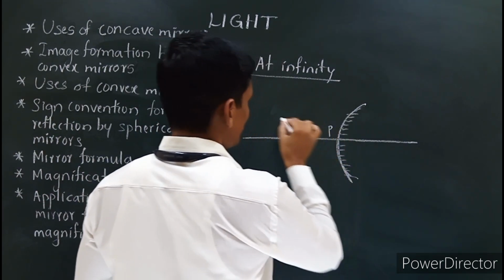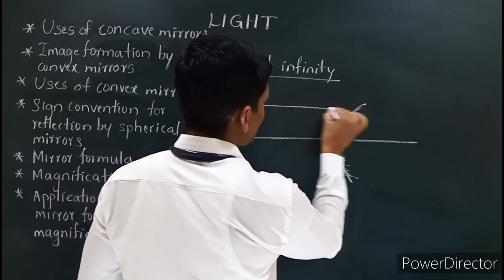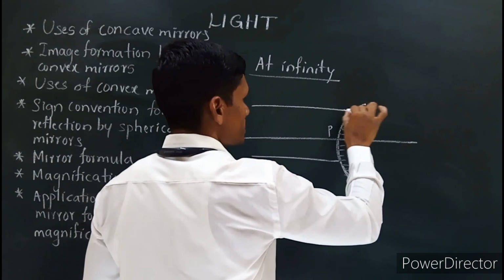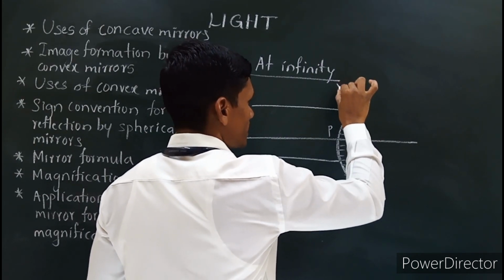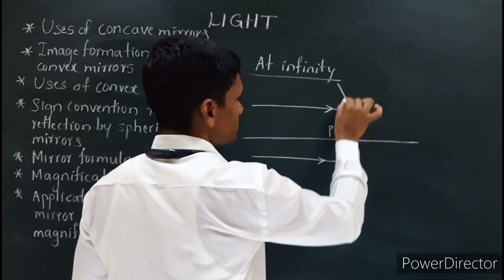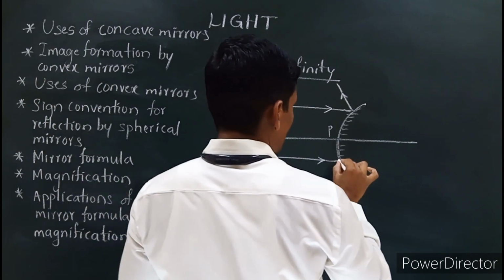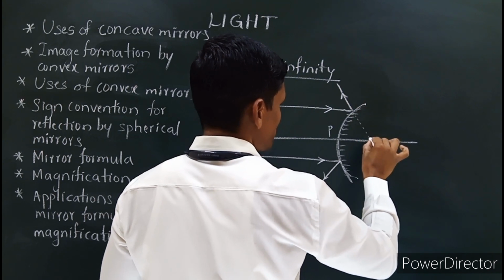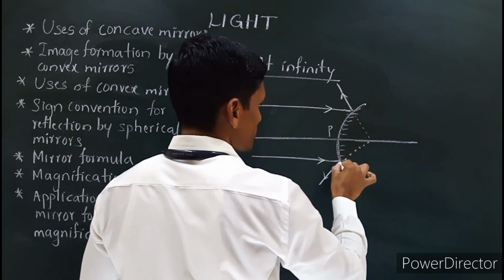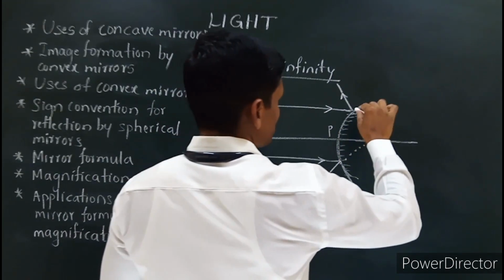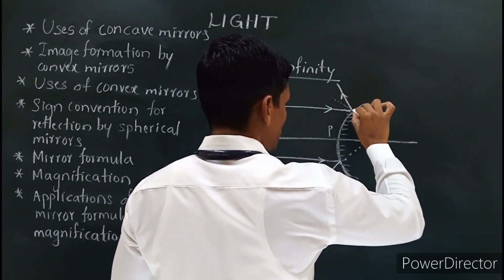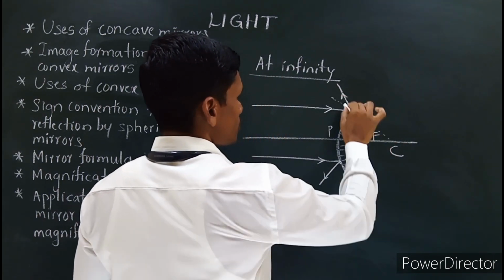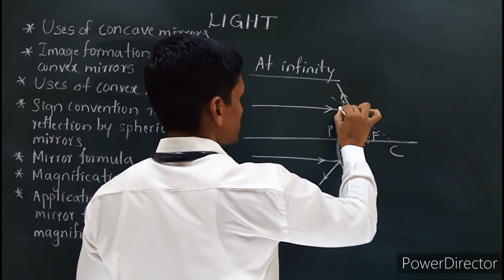When the object is at infinity, the rays of light coming from that object will be parallel to the principal axis. After they are incident on that mirror, they get diverged, as we already studied. After reflection, they are getting diverged. These appear to be emerging from a point on the principal axis, that is called the focus. Another line we can show is the one passing through the center of curvature, which is normal to the point of incidence here. So the angle of incidence is equal to the angle of reflection, that we are showing.